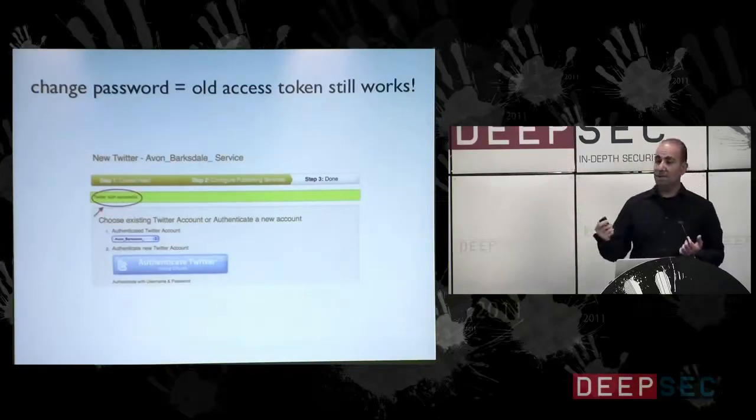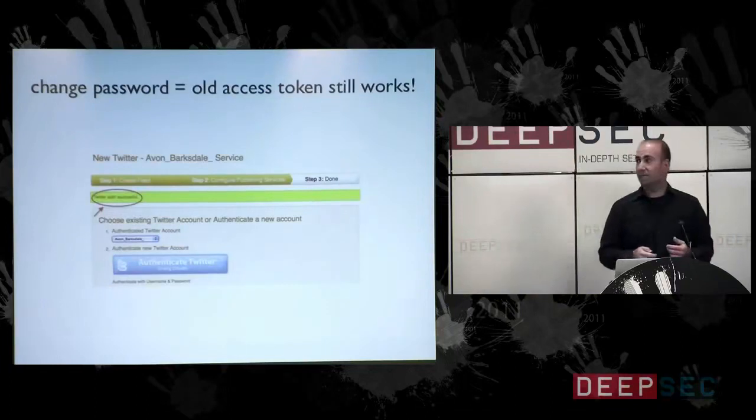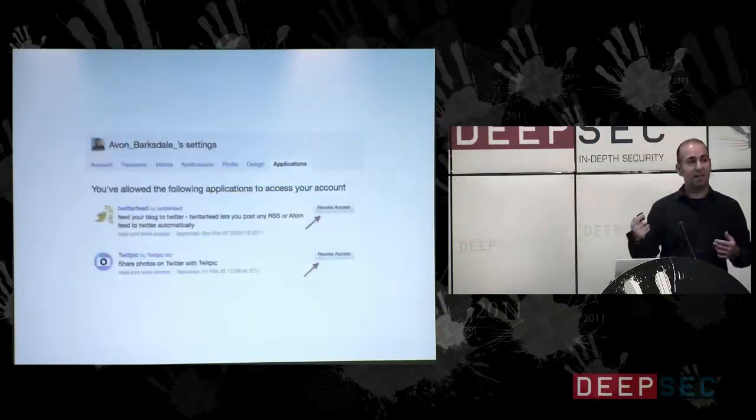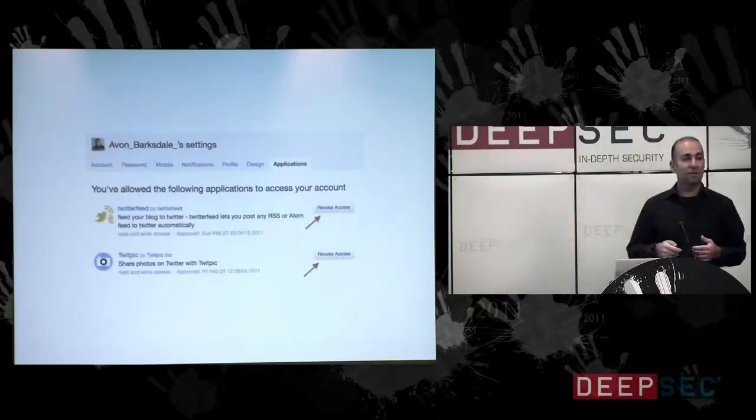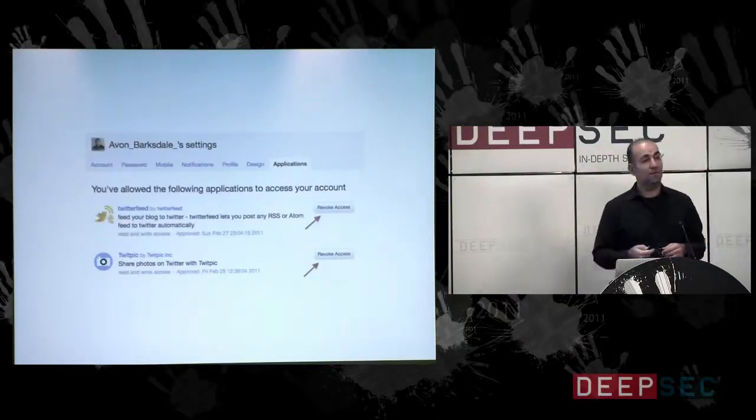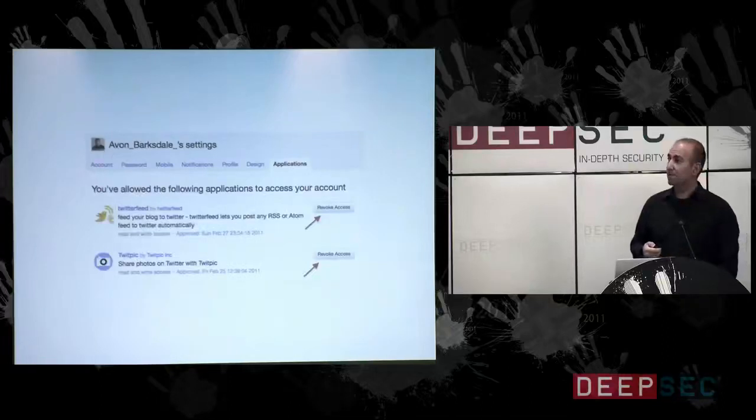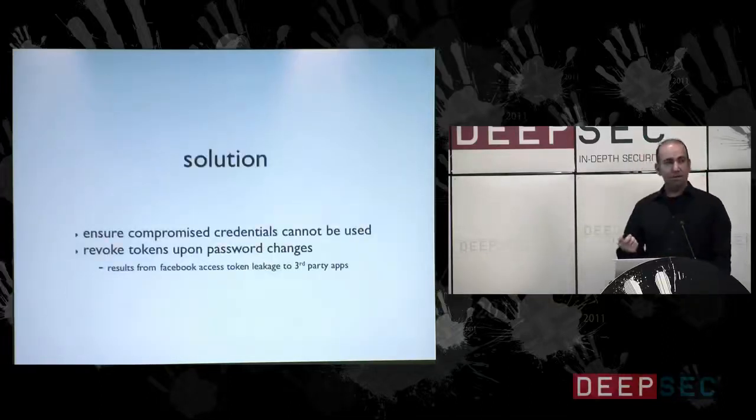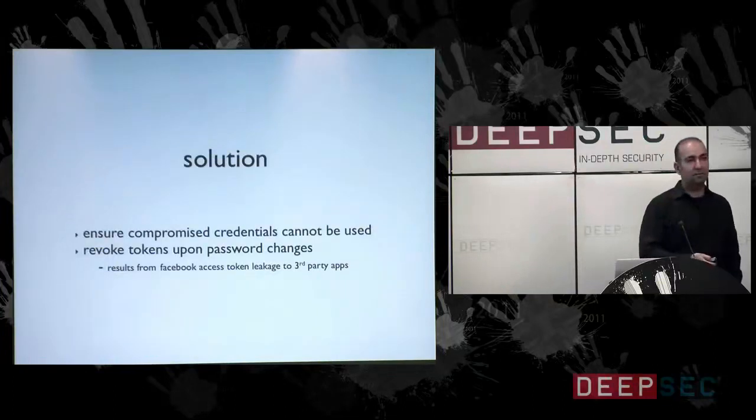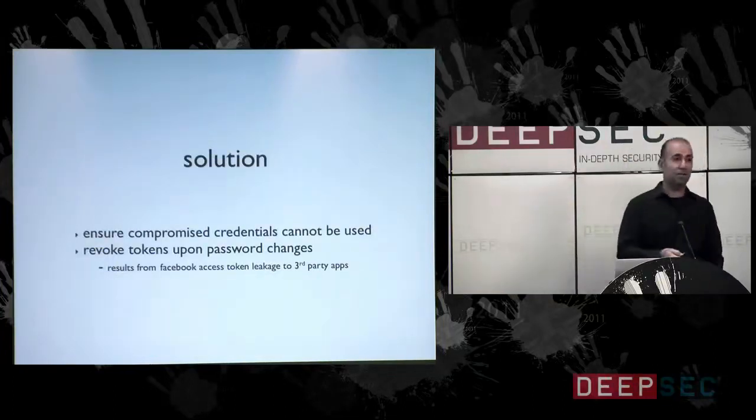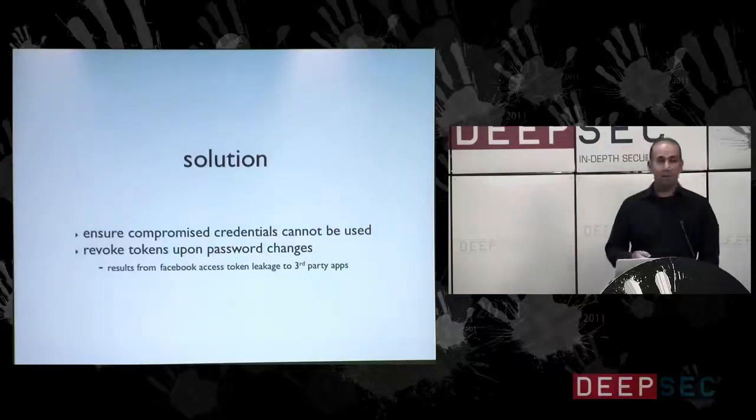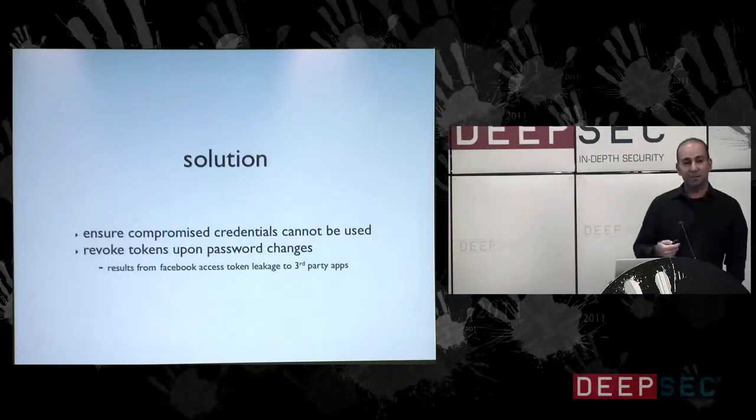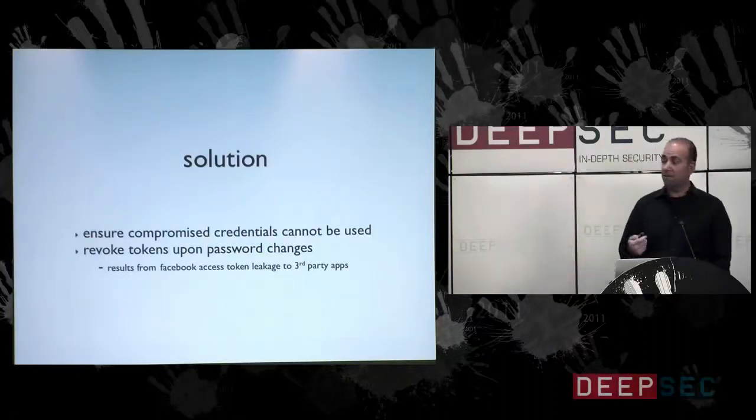So the problem is that all these access tokens can still access your content. The reason is that in order to invalidate them, you actually have to go manually to your Twitter account and revoke every access token one by one. Again, something that most users probably won't remember to do when they change the password. The goal here is to make sure that when you change your password, your access tokens or your credentials cannot be used directly or indirectly to gain access to your account. And automatic access token revocation is probably the right answer.